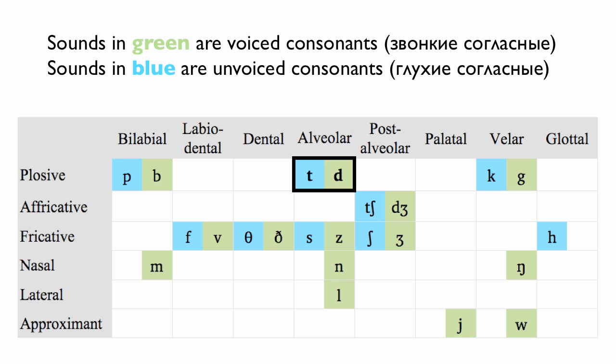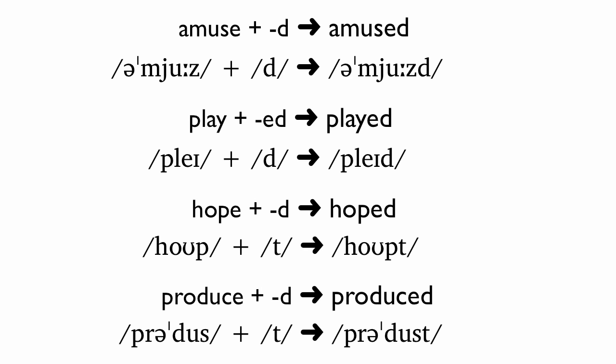D is a voiced consonant, and therefore ed is pronounced as d after other voiced consonants and vowels, which are considered voiced. T is an unvoiced consonant. Therefore, ed is pronounced as t after other unvoiced consonants. Amuse, amused. Play, played. Hope, hoped. Produce, produced.